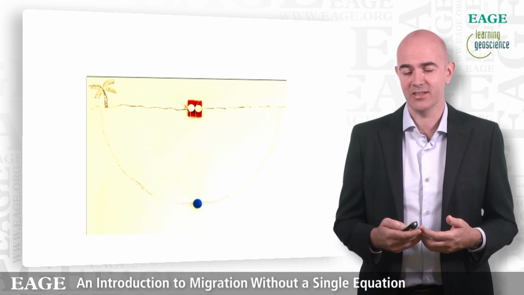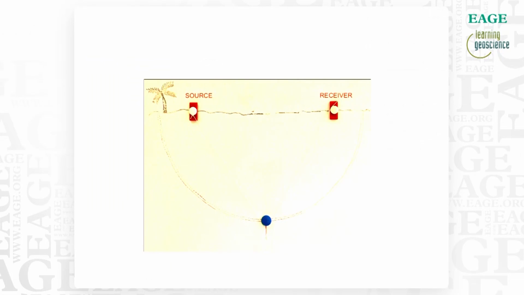We need some extra travel time for the same reflecting point, so we'll get a slightly different configuration with source, receiver, and a potential reflection point. But remember, the only thing that we know is that that event that we have recorded comes from somewhere at a certain travel time.